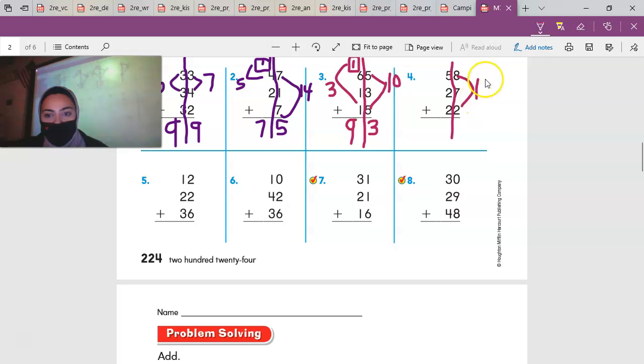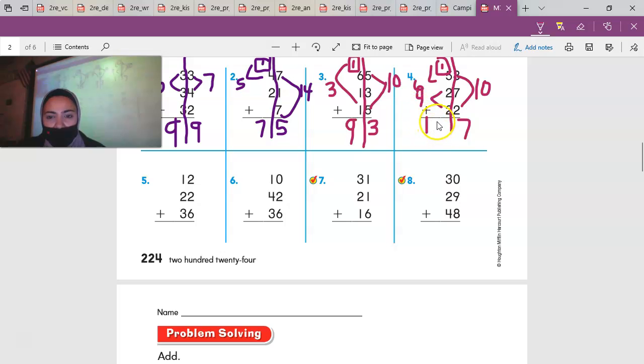8 plus 2 is what? 10. Okay, 8 plus 2 is 10. And then plus 7 more is what? 17. So that means 1 goes in the tens place and 7 stays in the ones place. Now I'm going to add 5 plus 1 is 6, and 2 plus 2 is 4, and 6 plus 4 is 10.